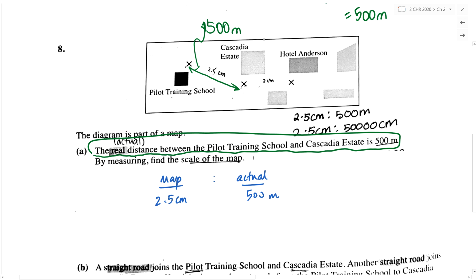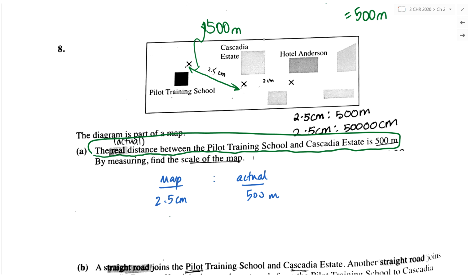By measuring, find the scale. So same thing, we have our same template, map and actual. So use your ruler, go and measure. We will see that the distance here is 2.5 cm. So write it down, 2.5 cm. And the actual is 500 meters.